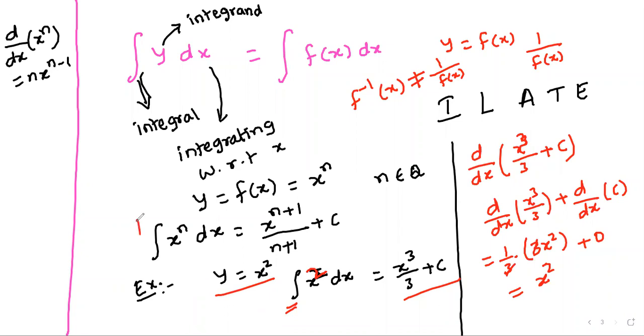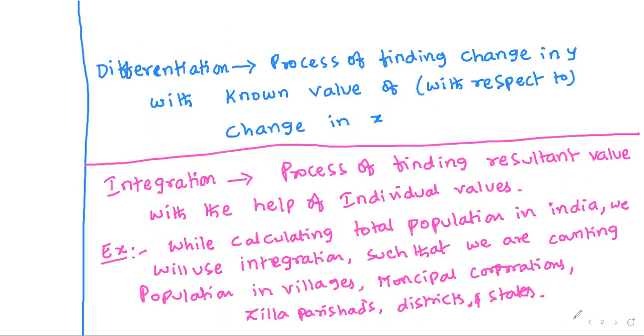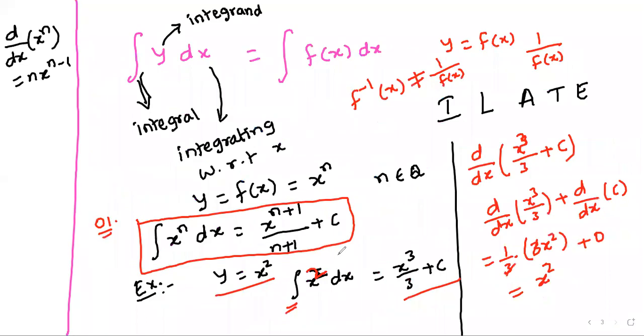See here, this is the formula. For x power n, with respect to differentiation, the power decreases by 1. Here in integration, the power is increased by 1. I think you wrote this definition now. After that, write down this one.